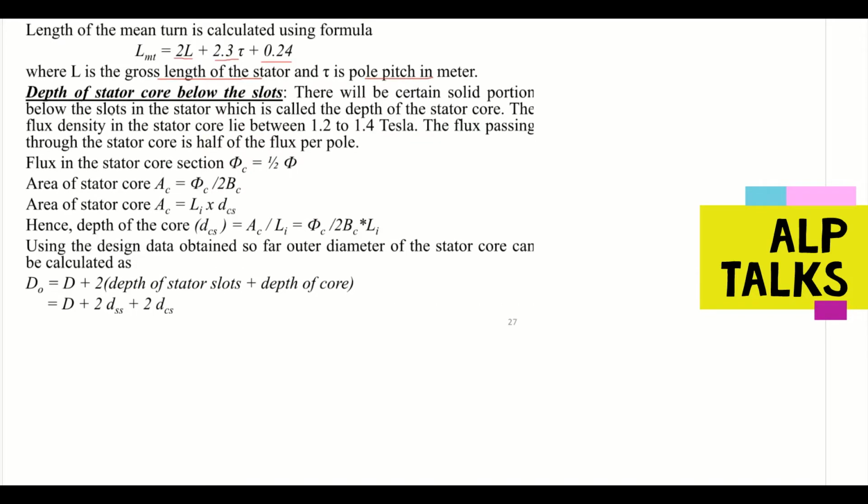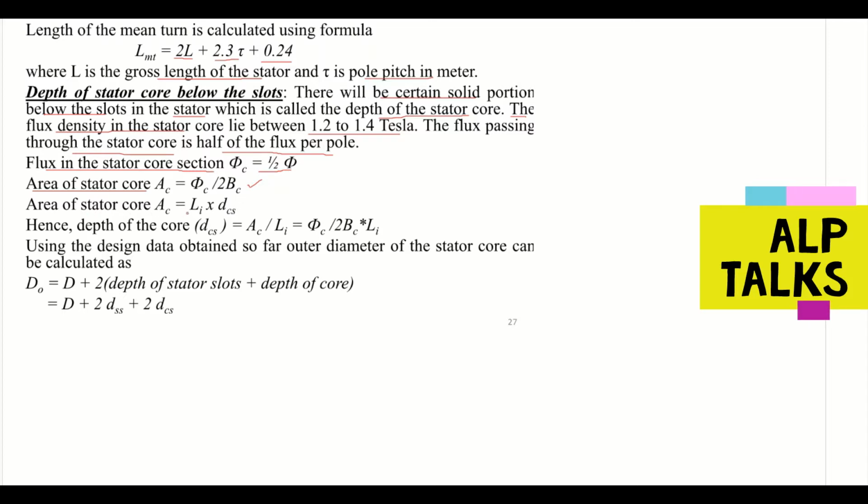So depth of stator core below the slots, how can we decide that? There will be a certain solid portion below the slots in the stator, which is called the depth of the stator core. The flux density in the stator core lies between 1.2 and 1.4 Tesla. The flux passing through the stator core is half the flux per pole. So flux in the stator core section, phi c, is half of the flux. Area of stator core is nothing but phi c by 2 Bc.